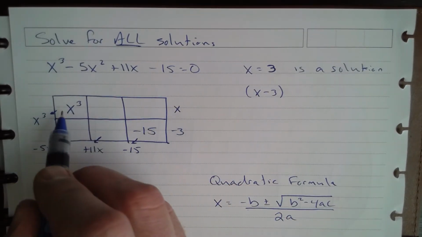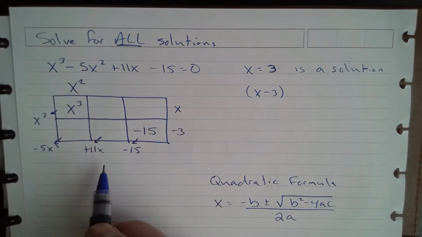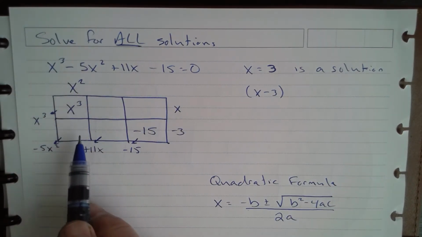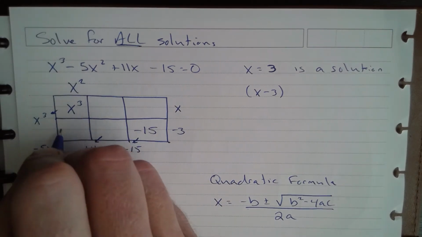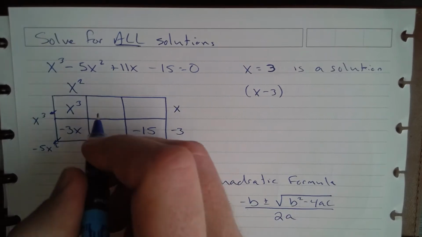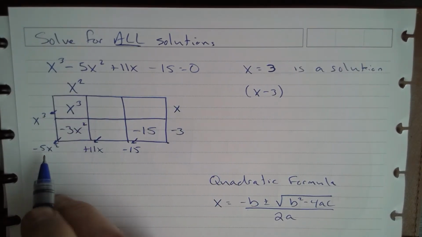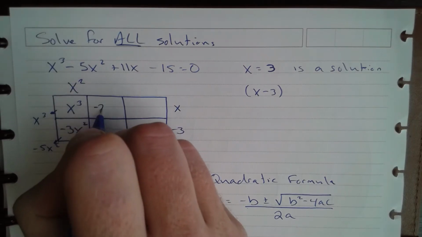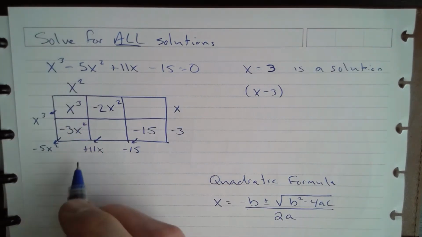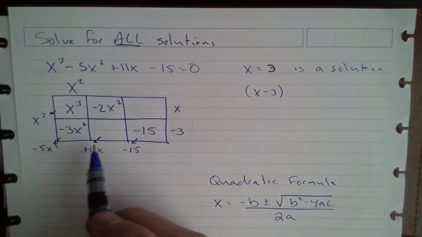So x times what gives me x cubed is x squared. X squared times negative 3 is negative 3x squared. Negative 3x squared plus what equals negative 5x squared? Negative 3 and negative 2 is negative 5. So this needs to be negative 2x squared, and a negative 3x squared is a negative 5.